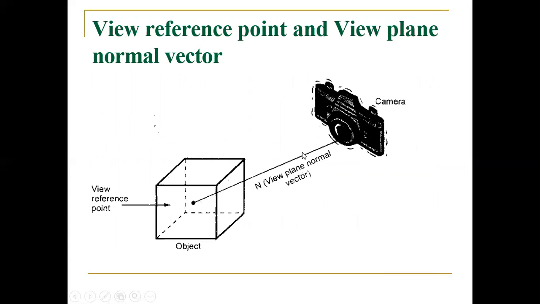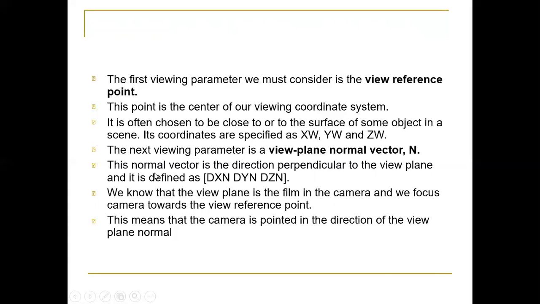So I am drawing a line which is perpendicular to that particular view plane, from the view reference point. So this is my view plane normal vector n. This normal vector is in the direction perpendicular to the view plane, and it is defined as the direction x normal, direction y normal, and direction z normal vector.